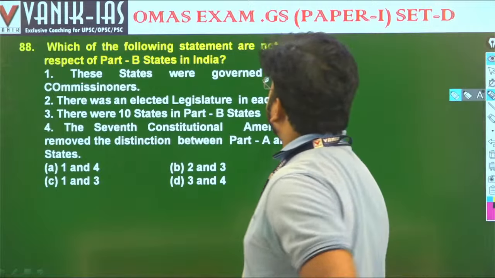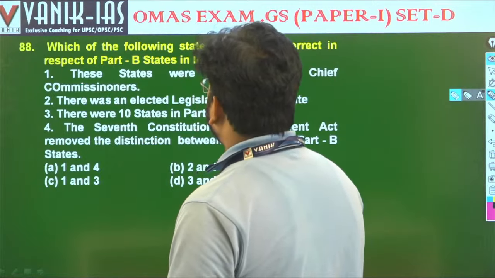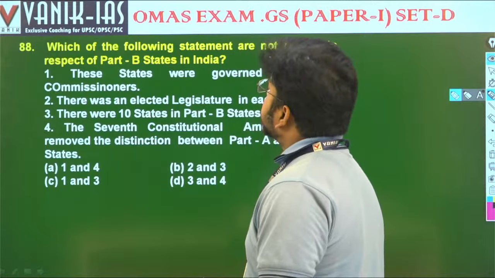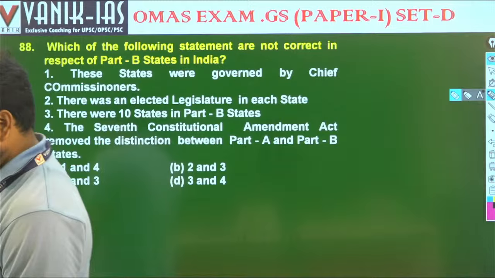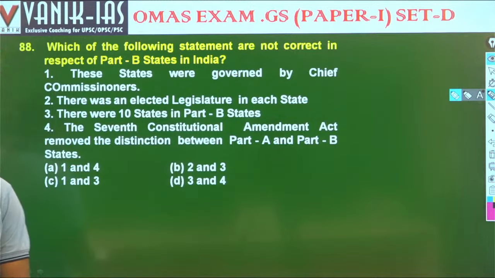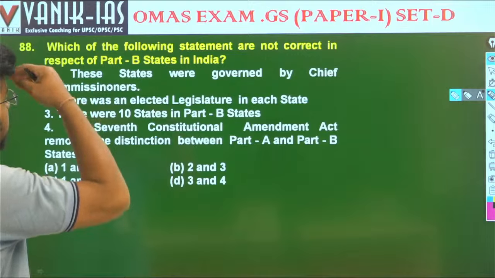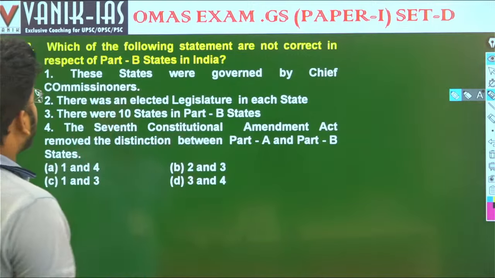Right? Which of the following statements are not correct with respect to Part B states in India? Part B states, these are states governed by chief commissioners. No. Initially, before the State Reorganization Act, we had Part B states and Part C states. Especially the princely states were called Part B states, right? So which of the following statements are not correct? First is not correct.